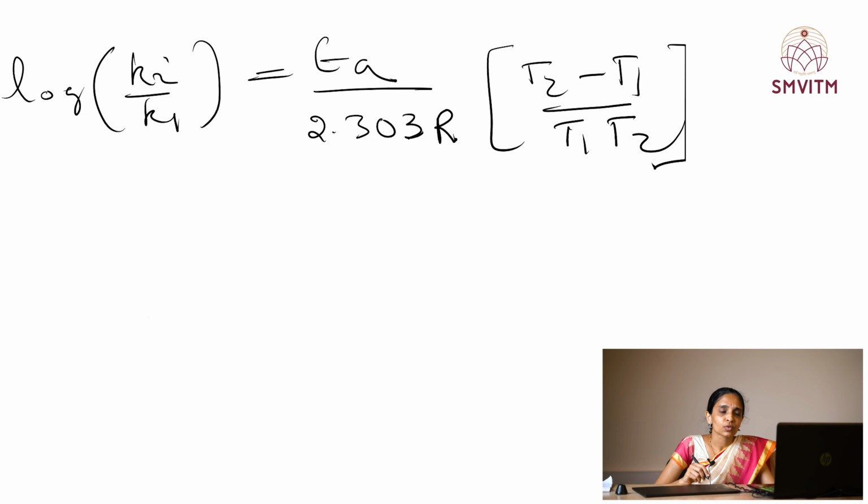And k1, k2 should be in the same system. The unit of k1 and k2 should be the same. Temperature must be in Kelvin. Temperature cannot be substituted in degree Celsius, it must be in Kelvin. Activation energy can be asked, or either of k1, k2 can be asked. Activation energy unit, you know, it is joule per mole. k1 and k2 units are per time, is it not?